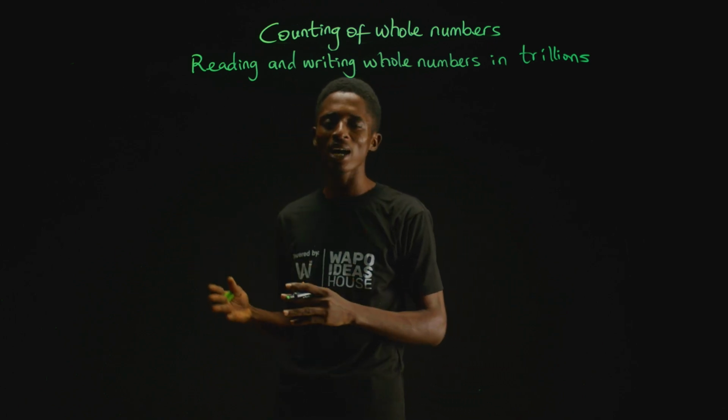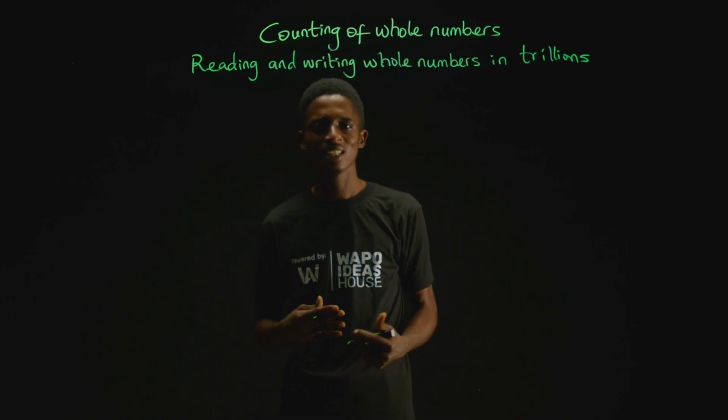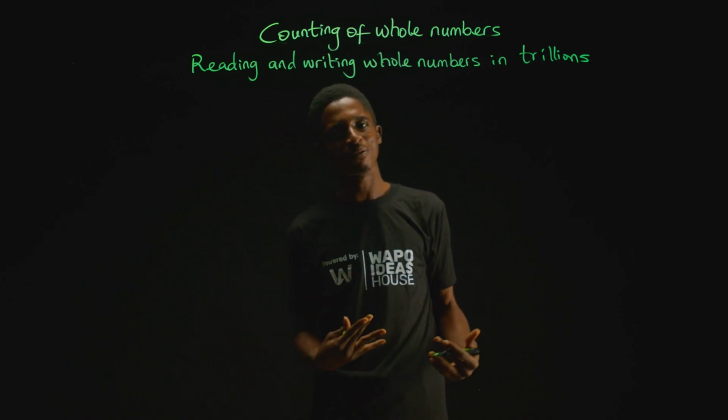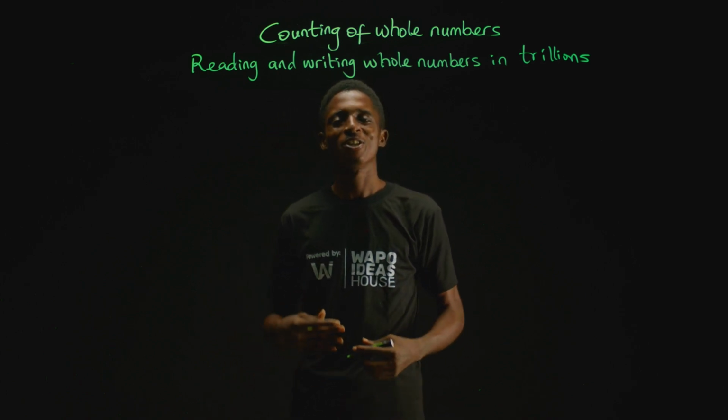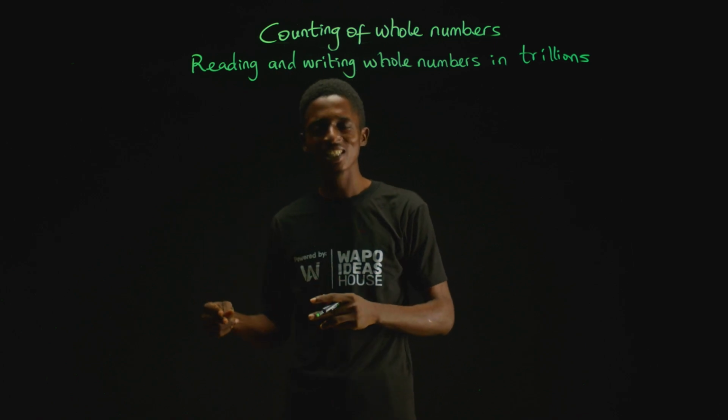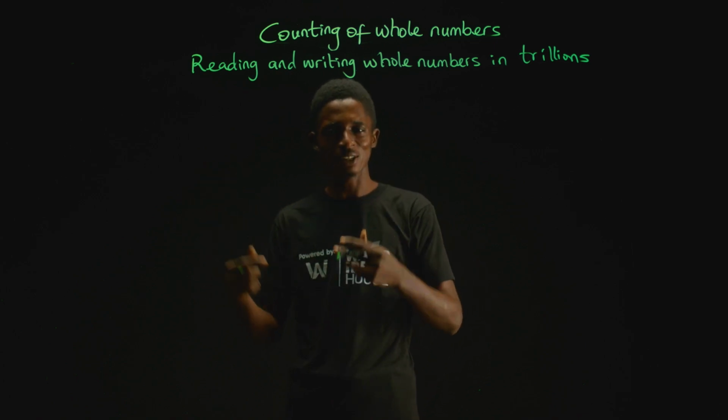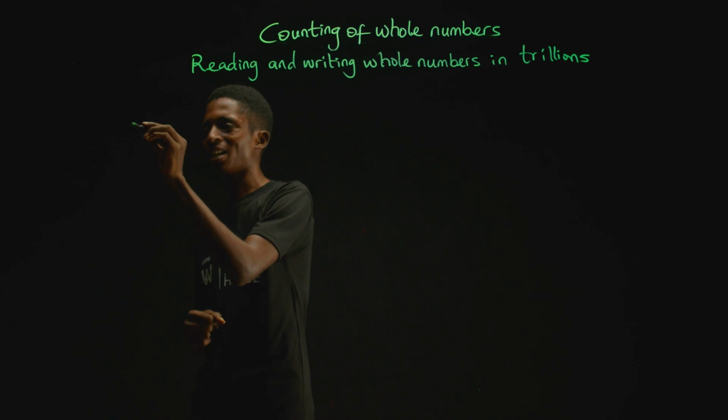First, you group the numbers in sets of 3, assign them their place value, and then you read it, the digit, then the place value. Let's take an example.